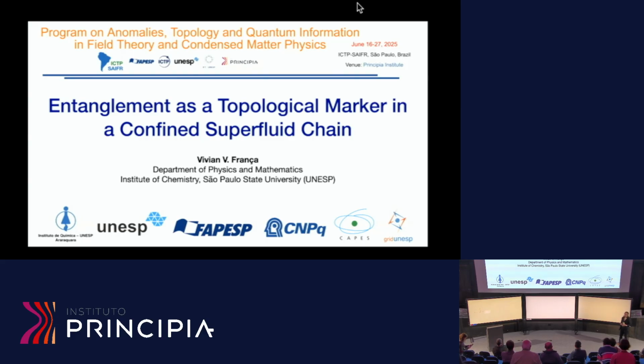And today, I'm going to talk about this idea of trying to use entanglement as a topological marker in this specific system, which is the confined Hubbard model within the superfluid regime.